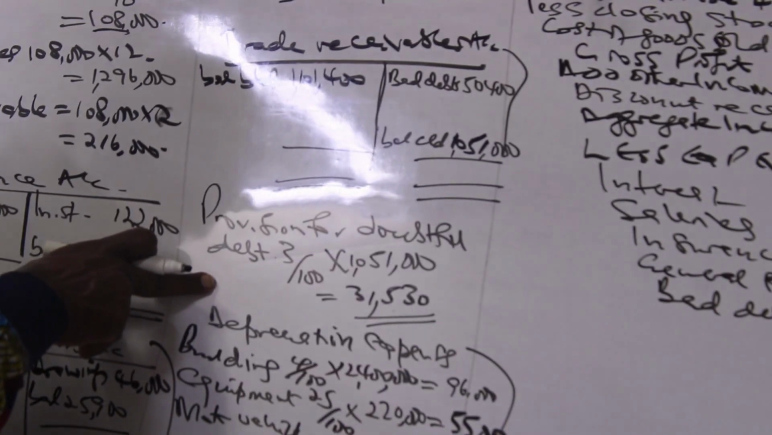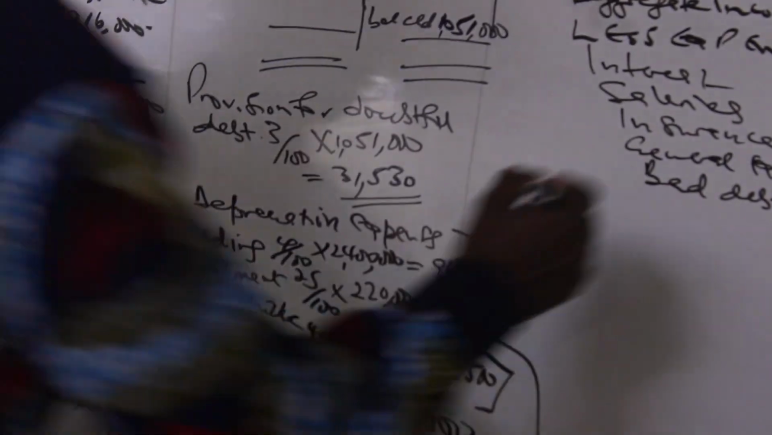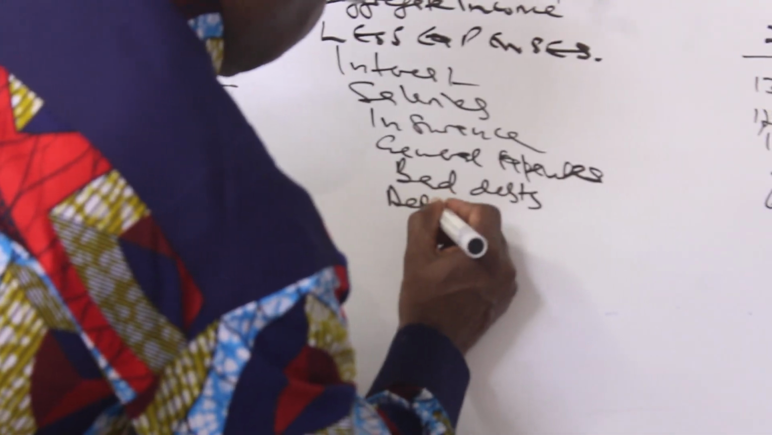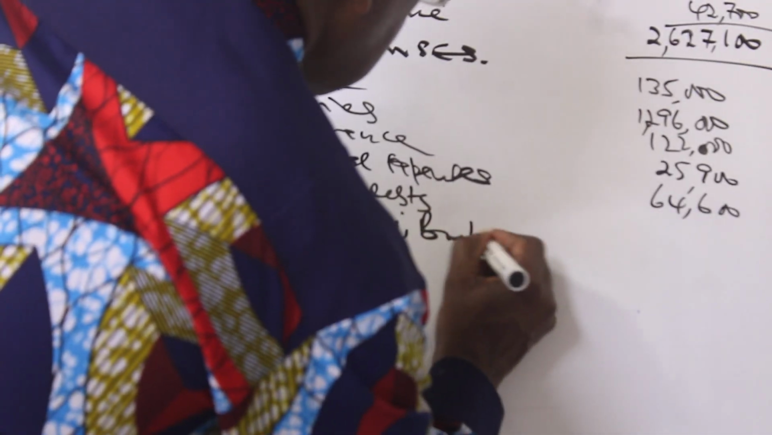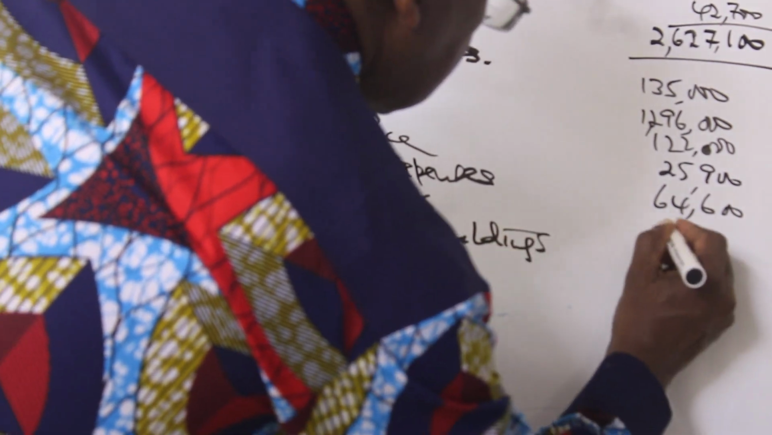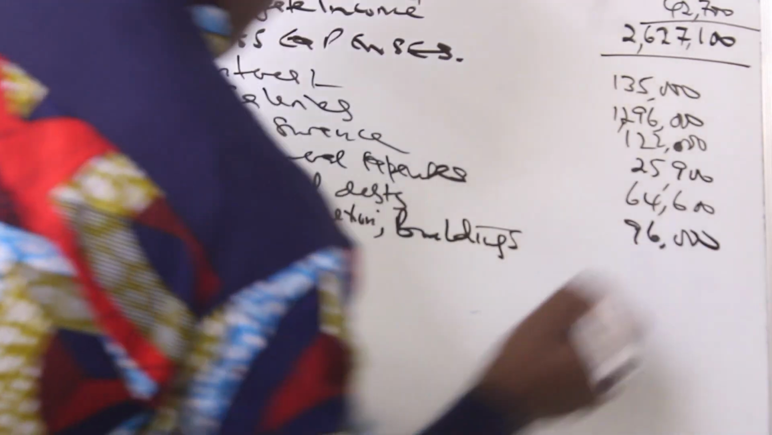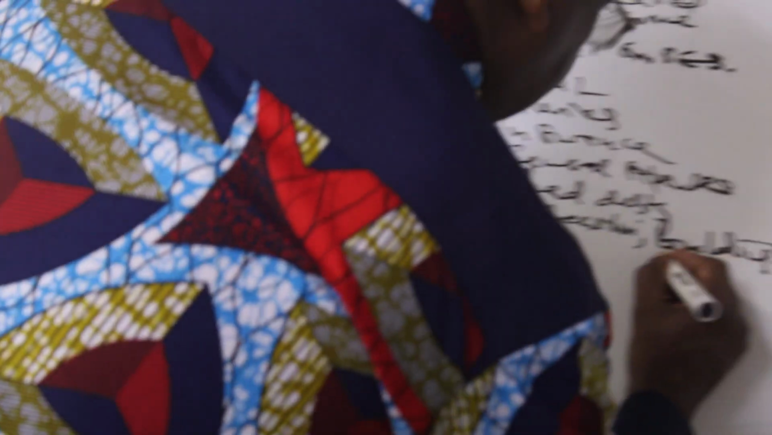Then we check the provision, which has not increased or decreased. Then we come to depreciation expense, and we start with the buildings, 96,000. Equipment, 55,000.